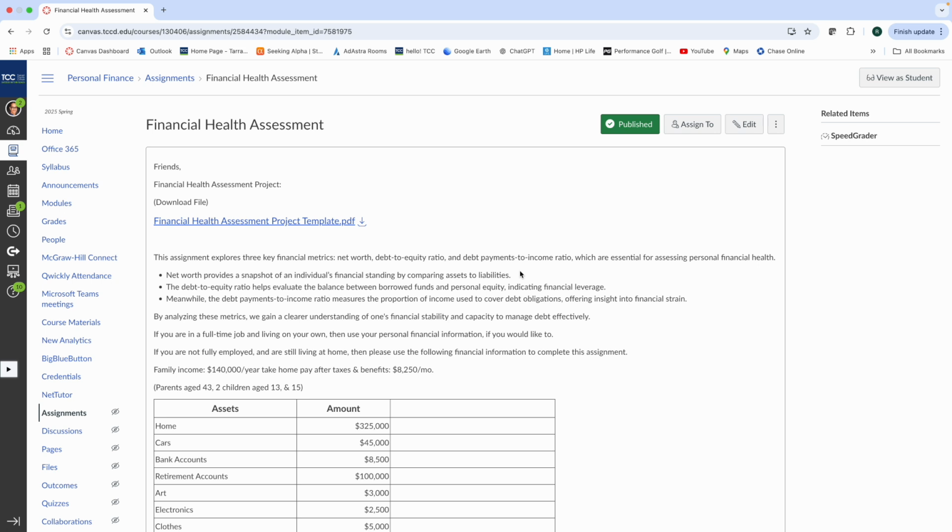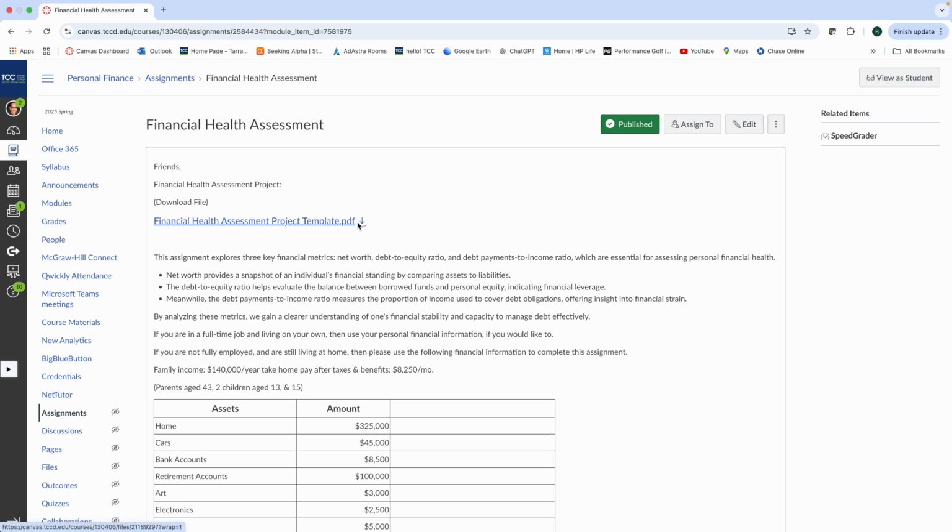We also look at our debt to equity ratio, and that is, again, how much debt I have compared to my assets, the leverage that I hold financially, and also my debt to income payments. We may have a very healthy income, but if we have a lot of debt that we are servicing, those numbers look very interesting. So here's how we do the first thing.